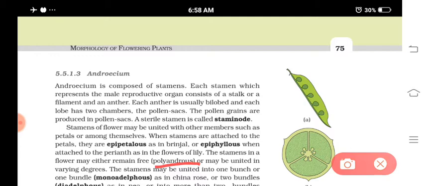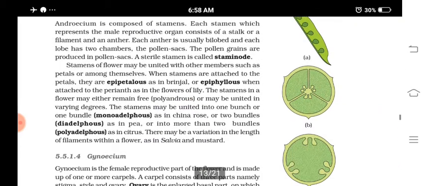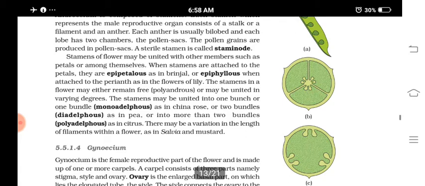For example, in hibiscus, have you seen? In the center one tube-like structure is there, and around that you can see many anthers in yellow color. These are what? Anthers, and inside them pollen grains are produced, and all these anthers unite to form a tube-like structure. So a single tube-like structure is formed, therefore it is known as monadelphous.